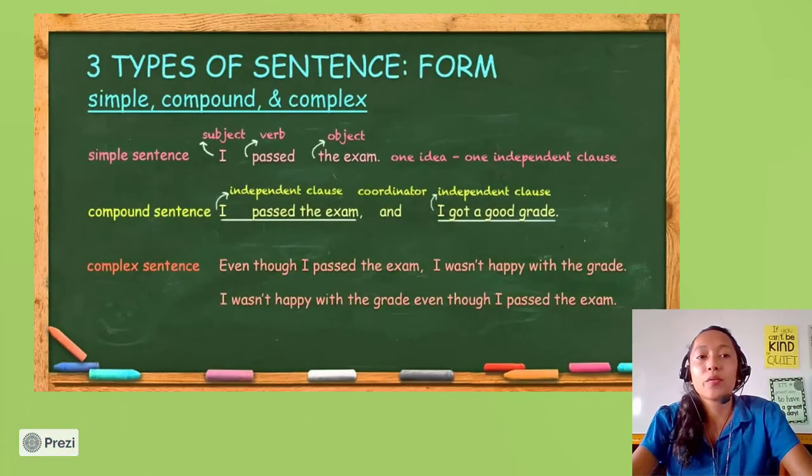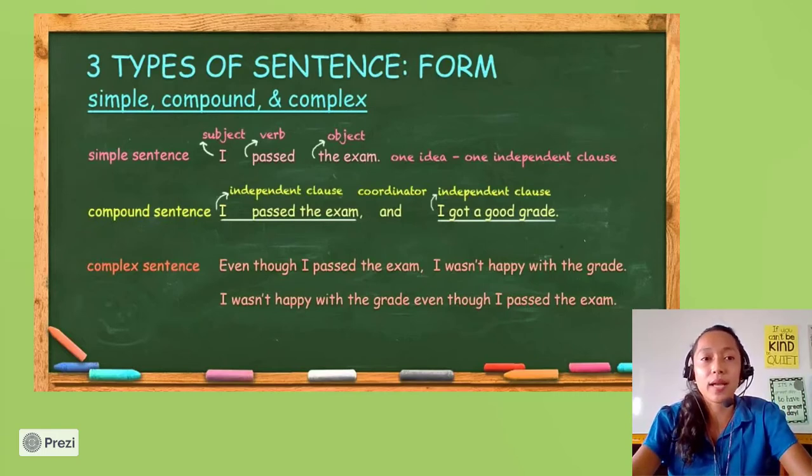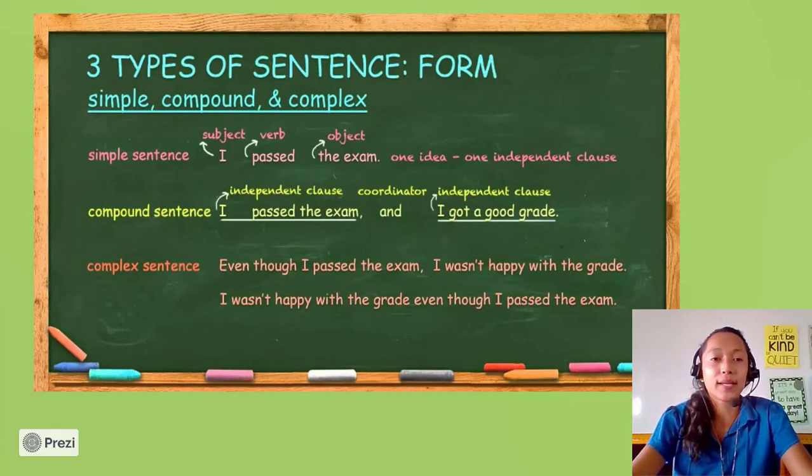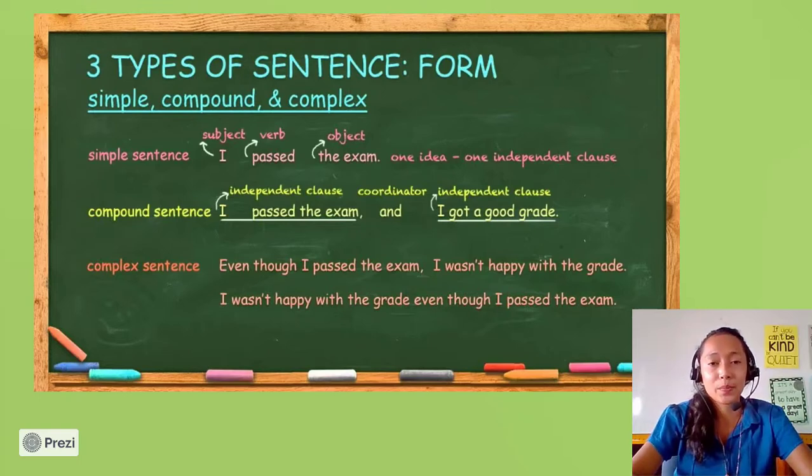First of all, let's do a review on the three types of sentences that we have looked at so far. The first type of sentence we've looked at is simple sentence. A simple sentence, as we mentioned, consists of one idea. It's made up of one independent clause. Here's an example. I passed the exam. Has a subject, has a verb, has a complete thought. It's one simple sentence.